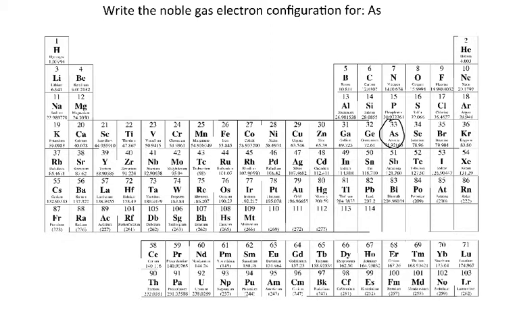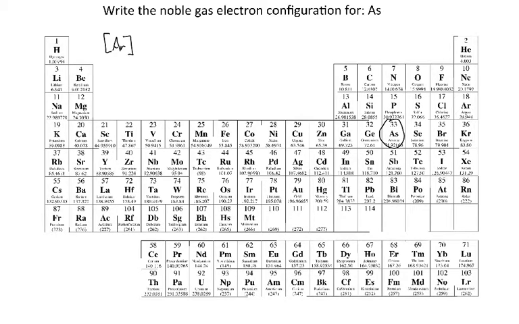So I'll replace all of the inner electrons of arsenic with the symbol for argon in brackets. And so this argon in brackets stands for 1s2, 2s2, 2p6, 3s2, 3p6. It's just a whole lot easier to write argon in brackets than all the other stuff. So then I just start with argon and look after that.